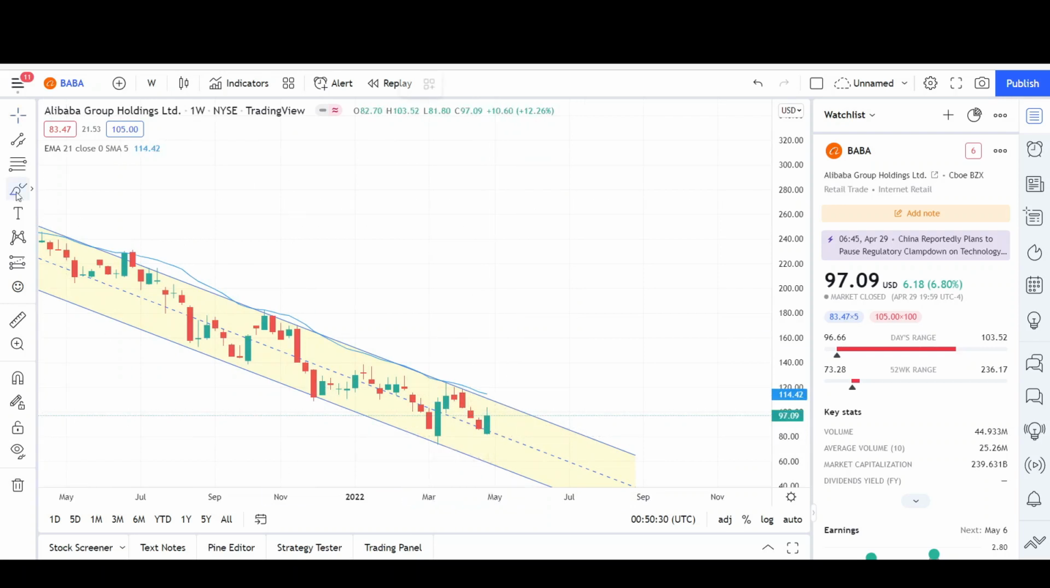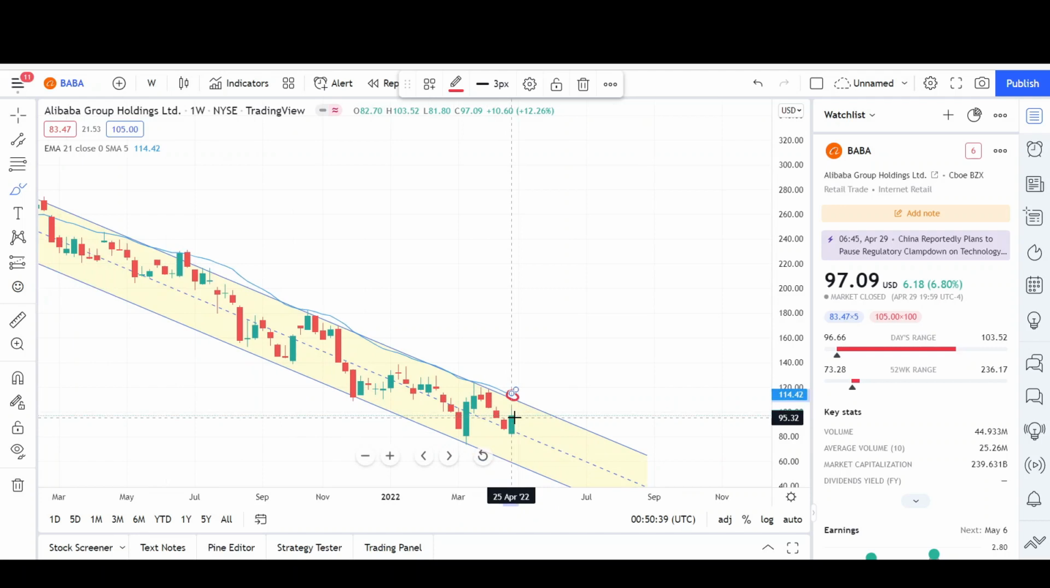So we could pull back a little bit more, probably to that EMA, which is right around that 120 level, which is on the daily chart. But I don't think so. I think we could just pop up a little bit more and just start trending back down. It's doubtful that we will continue higher. If we do continue higher, we could probably get another leg up.